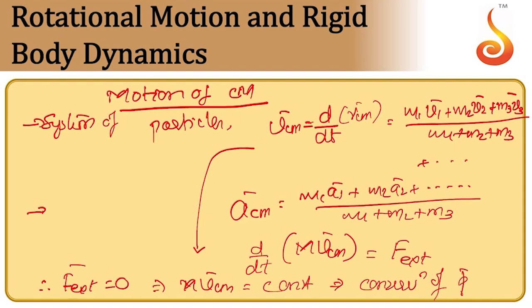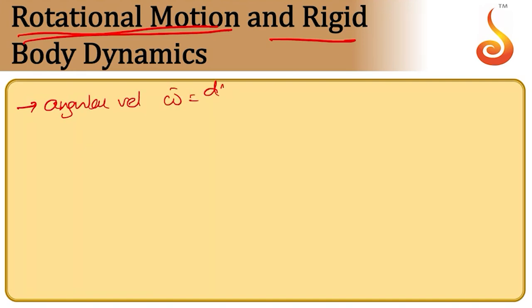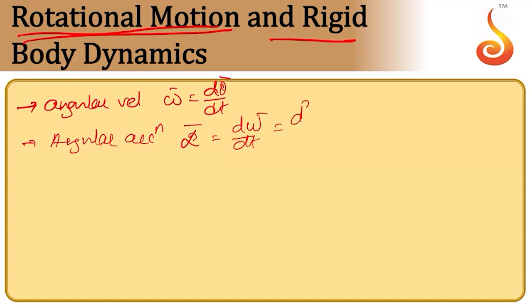So these are some basic ideas regarding the center of mass. Now let us take up the idea of the rotational motion of rigid bodies. Let's just recall some basic equations. Angular velocity is given by d theta divided by dt, a vector quantity. Angular acceleration is given by alpha, which is d omega by dt. This can also be written as d square theta by dt square.